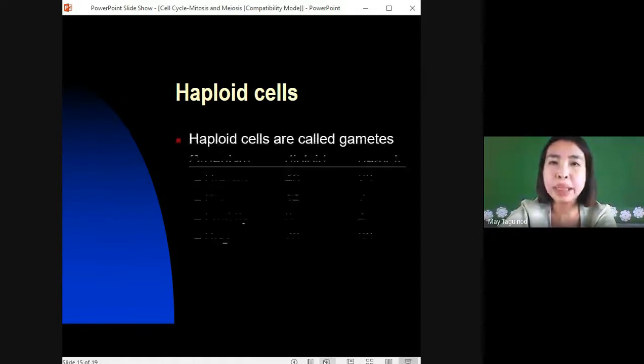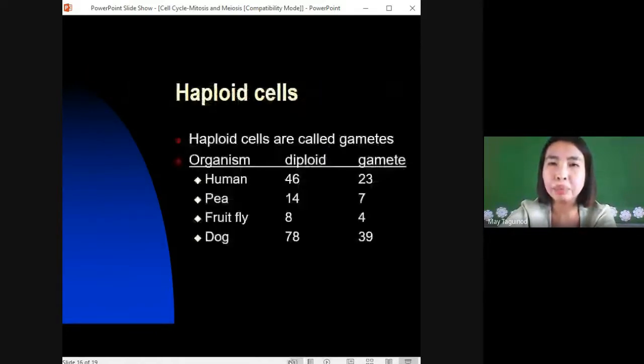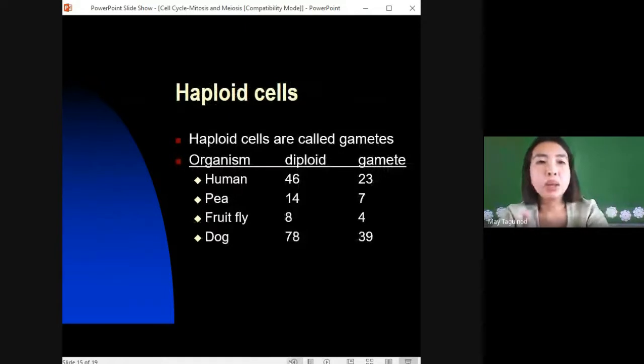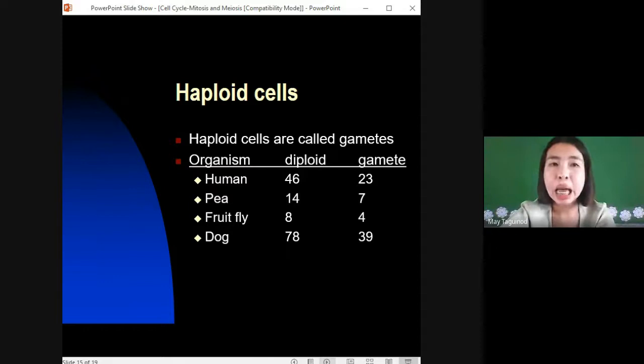And so when we say haploid cells, they are the gametes. They can be the sperm cell or the egg cell. So in humans, we have 23 haploid cells and 46 diploid cells. In animals or insects, they have different numbers of haploid and diploid cells.